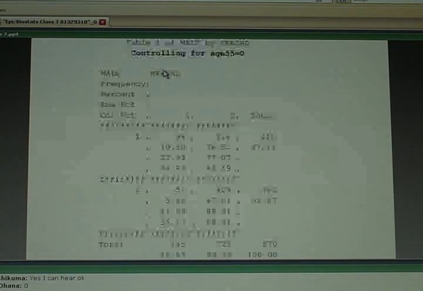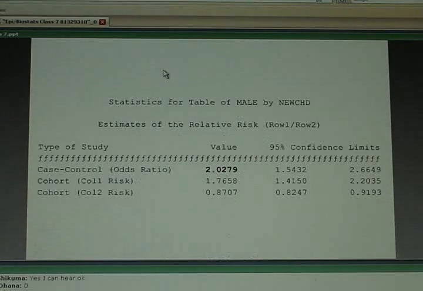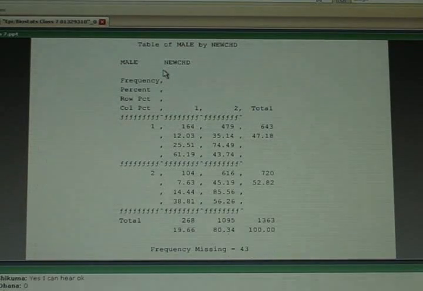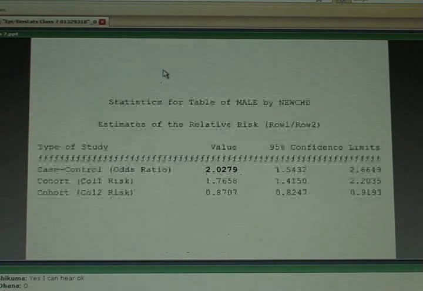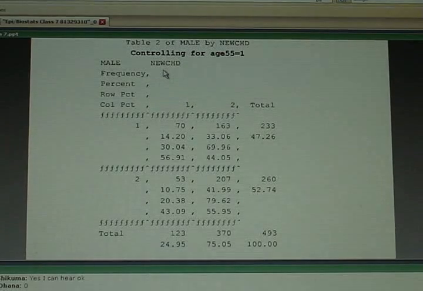If I look at the older people, the remaining 410 men, the remaining 460 women, and there's a typo here. It says age 55. Okay, here's the original 1,363 people. Here's the 870 young people. And the remaining next table, here are the 493 old people. Right, so here's the older 2 by 2 table. Everybody who was older than age 55 had a value of 1 for that new variable.